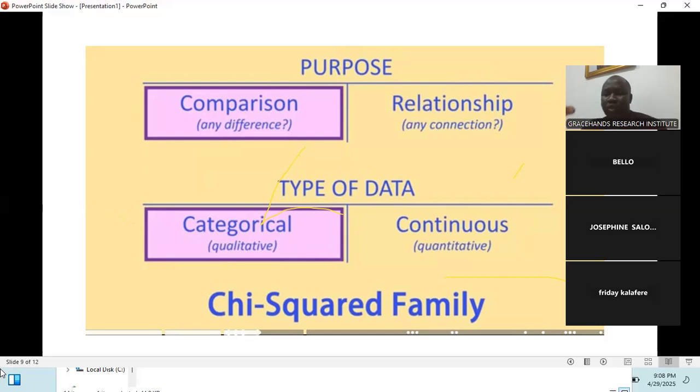When you want to use chi-square, now we've dealt with all these important stuff I say we need to deal with. The beginner class, we've dealt with it. Now we are looking at the technique itself. I think I'm going to look at just 3 in this training, so you understand how to use 3 of them. Chi-square family. If you want to use chi-square, the variables in your questionnaire or in that particular objective or hypothesis must be comparison and categorical.